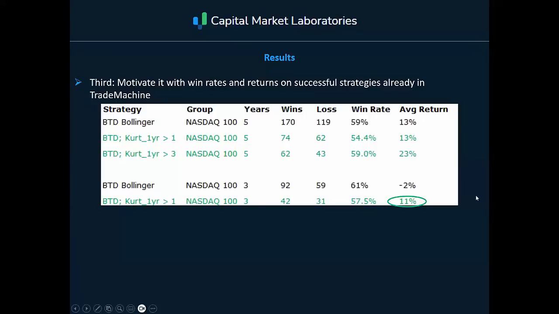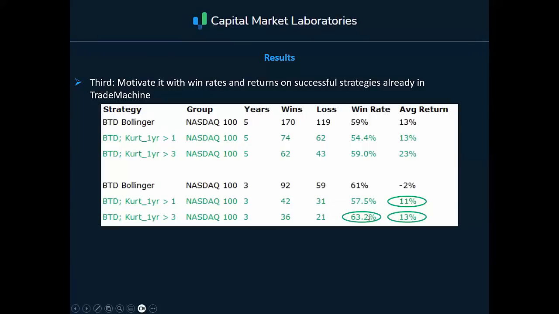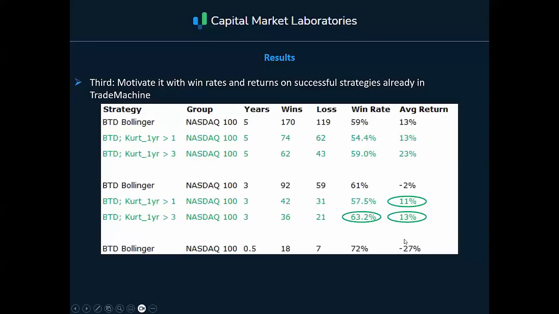The average trade goes up to 11%. We add the tail of tails, the win rate jumps higher, and we go to 13%. That's from a loss to a gain. This is over 2 weeks. Let's do it over the last half year.